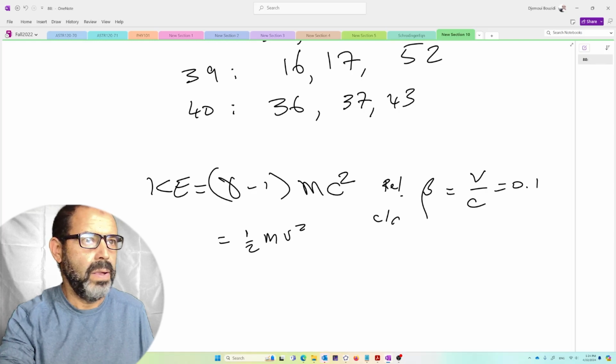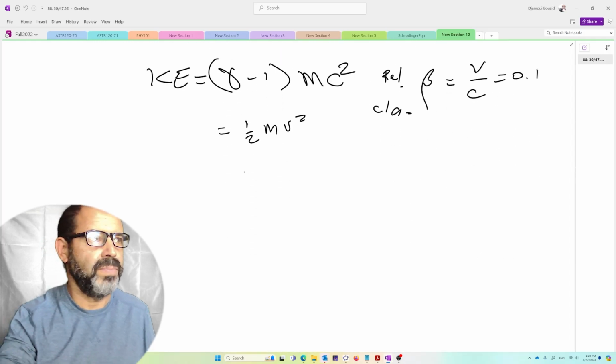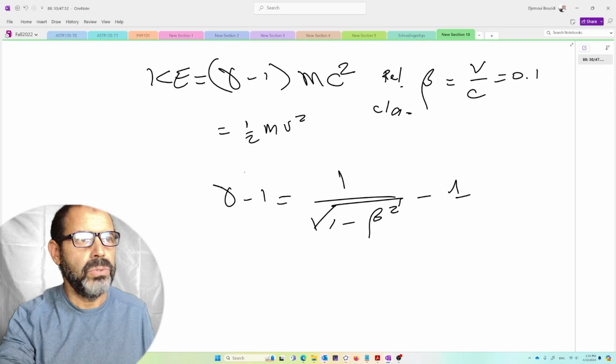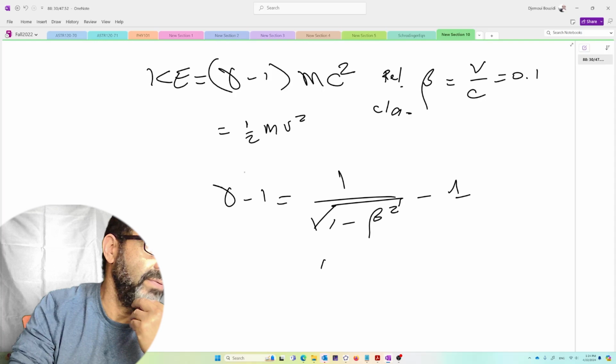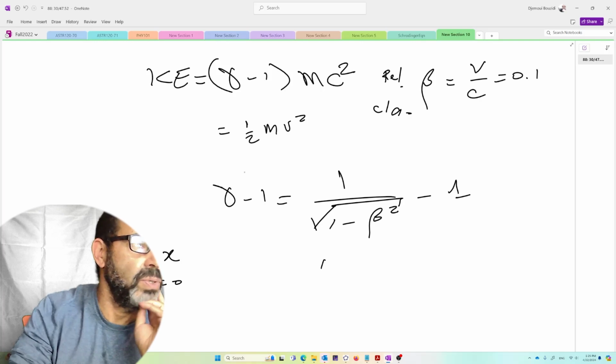Okay, so what you do in this case, the key thing is a factor of gamma minus 1 in terms of beta. Remember, gamma minus 1 is equal to 1 over the square root of 1 minus beta squared, minus 1. So you use the Taylor expansion here. This will become 1. The first order correction to the Taylor expansion is, of course, the first derivative of f with respect to x evaluated at x equals 0 times x, except the x here is beta squared, so you have to be careful.